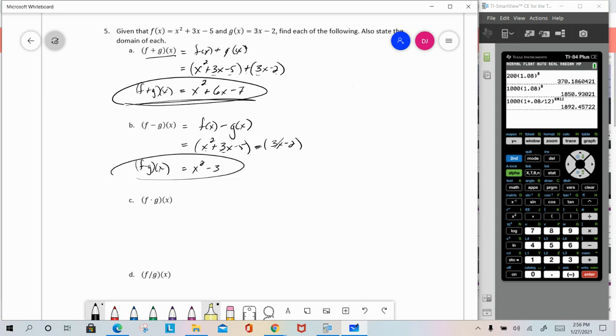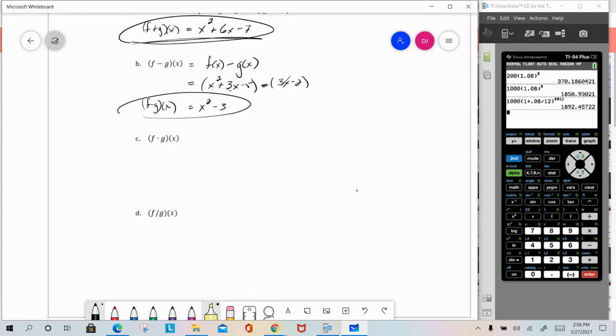Okay. To find the product, f times g of x, I'm simply going to multiply f of x times g of x. So that's x squared plus 3x minus 5 times 3x minus 2. Okay, and we did this previous video expanding this, and I'm going to choose to take the 3x times x squared, 3x times 3x, right? That's 9x squared. 3x times negative 5 is a negative 15x, and now the negative 2 gets distributed to everything. Negative 2x squared minus 6x plus 10.